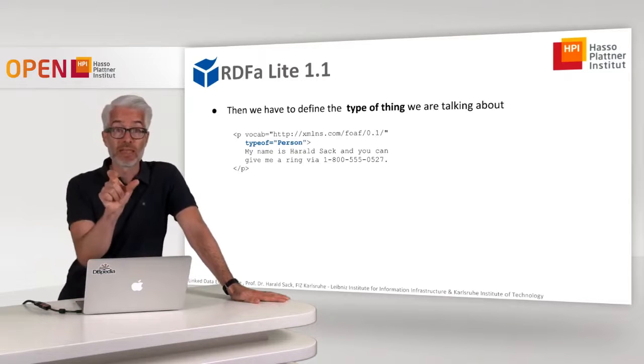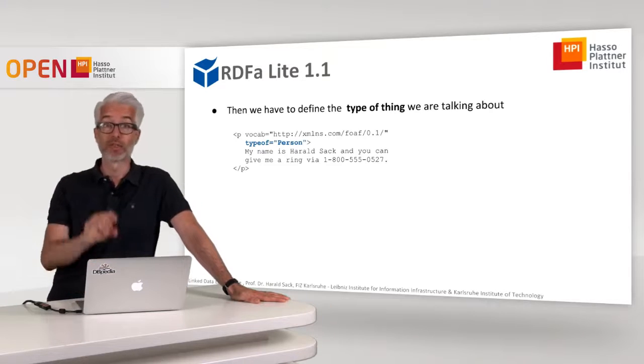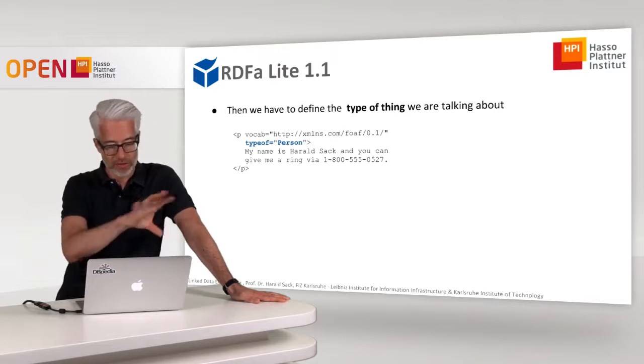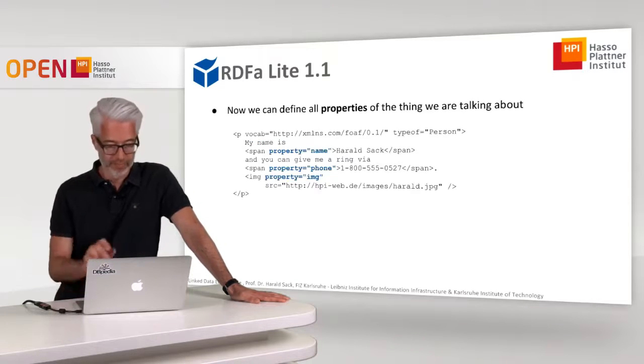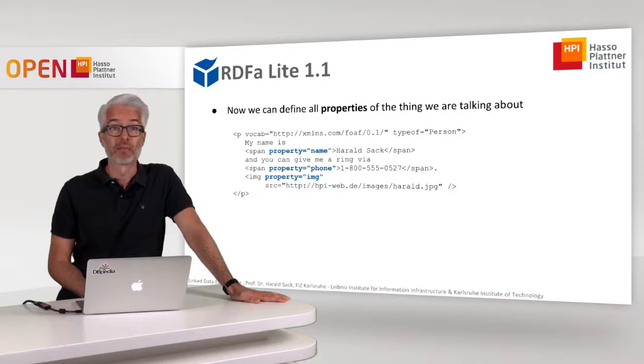And person here comes from the vocabulary that is defined above, from the FOAF vocabulary. So it's a class of the FOAF vocabulary. So all the rest that comes refers to a person. What's next? Next, we are going to use the properties that are available here.